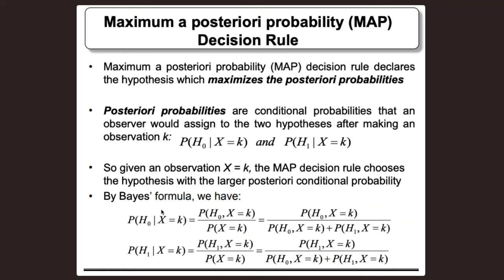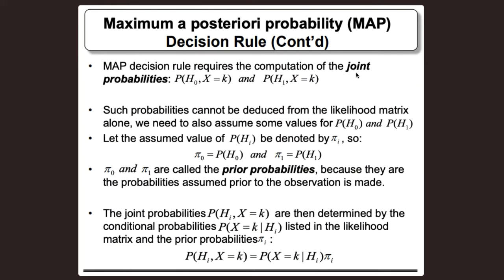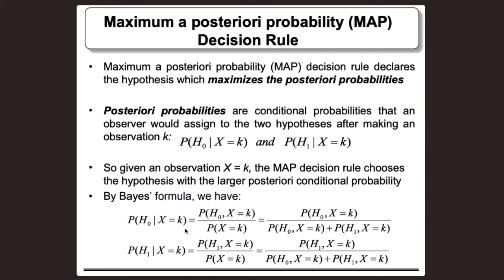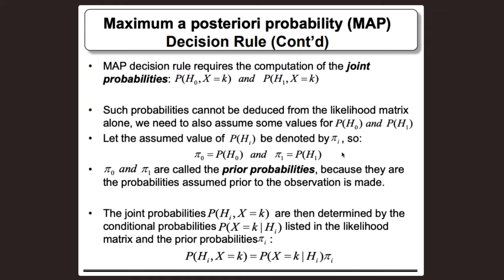This is just the simple Bayes formula using which we can calculate posterior probabilities. The numerator is known as the combined probability, or joint probability. So the MAP decision rule requires the computation of joint probabilities in order to calculate the posterior probability. So how can we calculate the joint probability? They cannot be calculated directly.